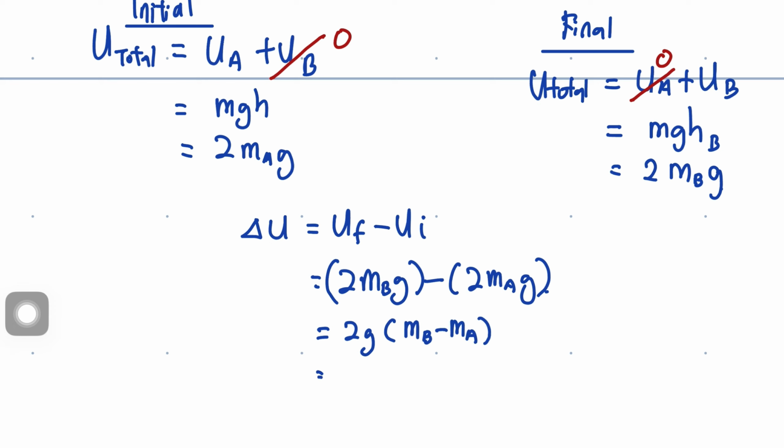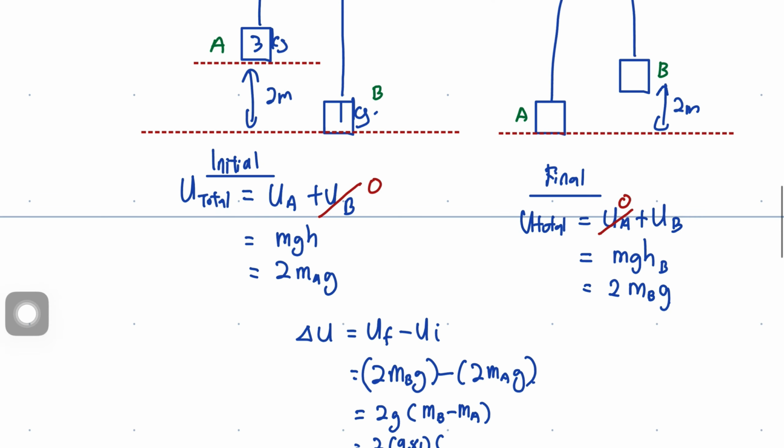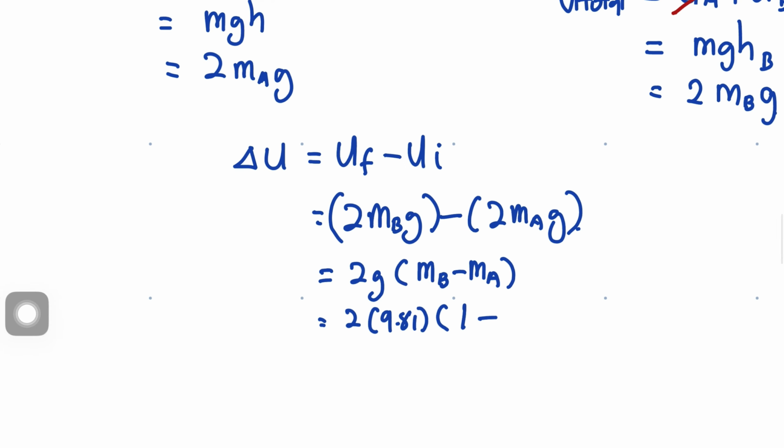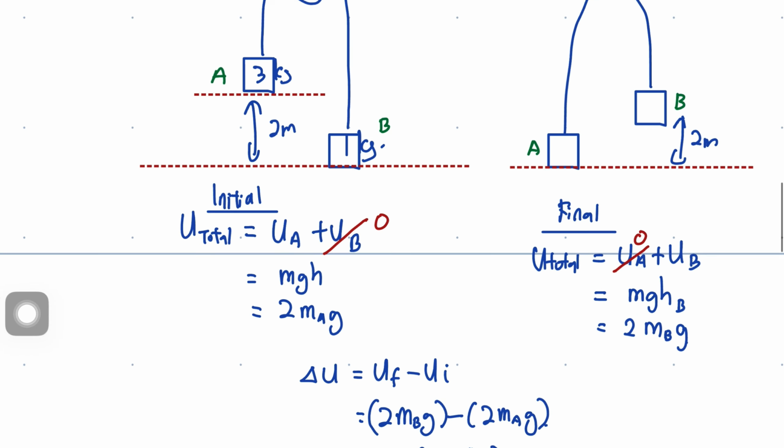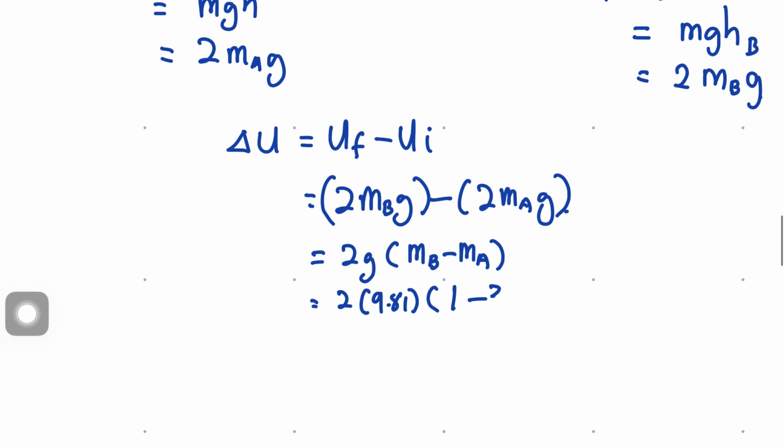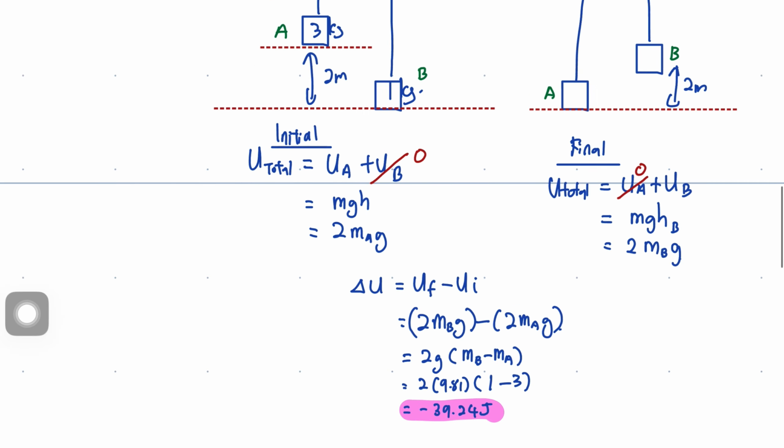So substitute in the values. g will be 9.81. The mass of B is given in the question as 1 kilogram, minus the mass of A, given in the question as 3 kilogram. So here I will end up with negative 39.24 joule. This would be my final answer, the change in potential energy. Alright, that's all.